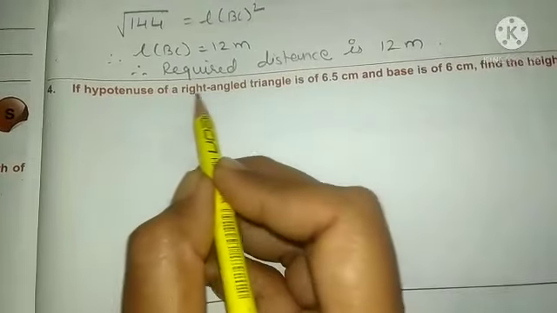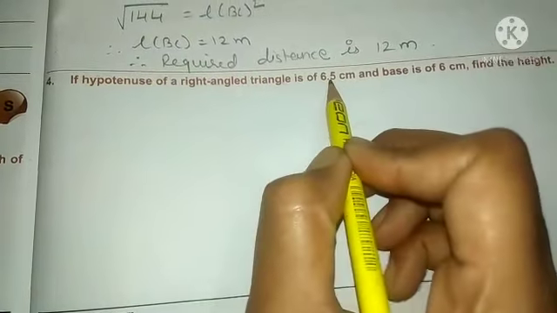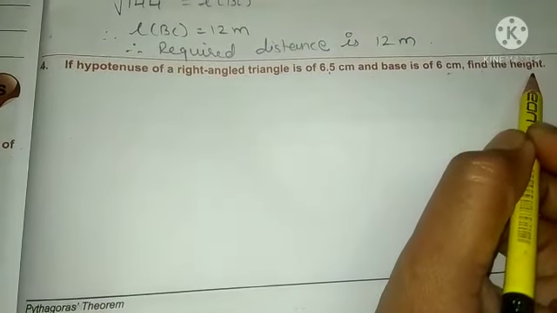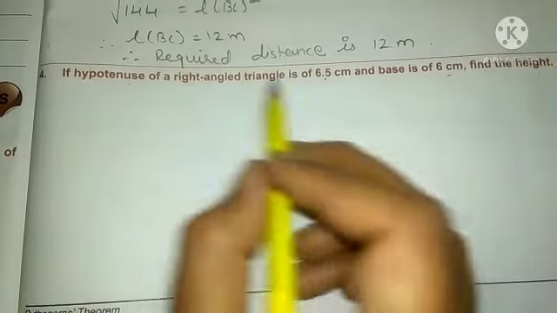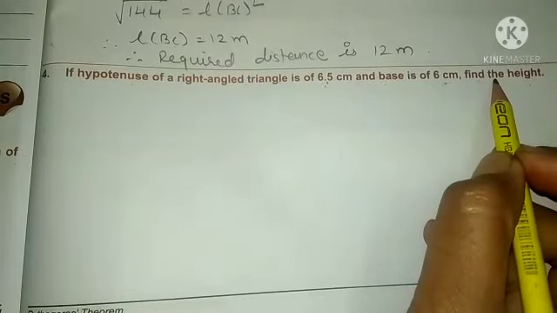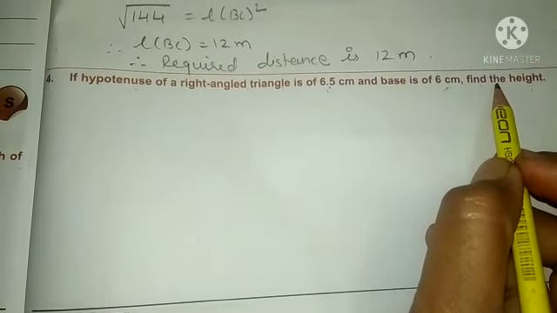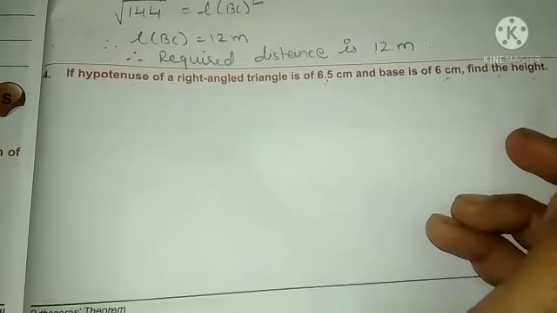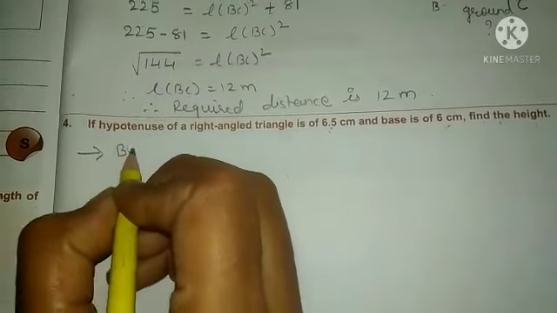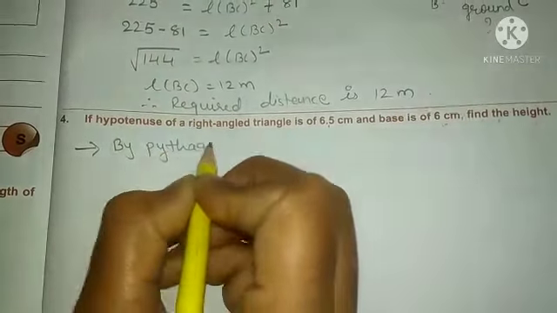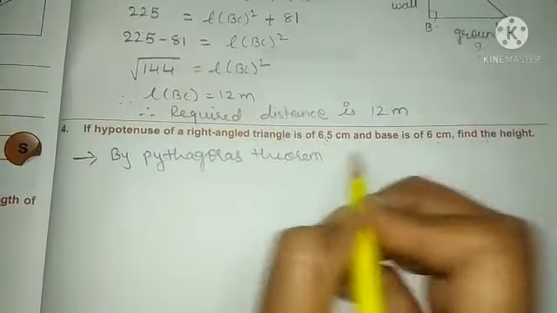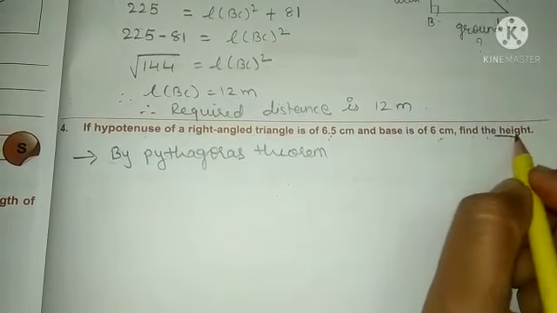Question number 4. If the hypotenuse of a right angle triangle is 6.5 centimeter and the base is 6 centimeter, find the height. Now here it is directly mentioned in the question that the hypotenuse is 6.5 and the base is 6 centimeter. You have to find out the height. So how are you going to find this? By using the Pythagoras theorem. Clear? So see how you are going to find out. So here by using the Pythagoras theorem, we have to find out our height. Clear?